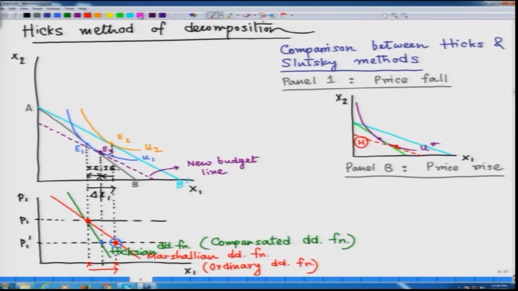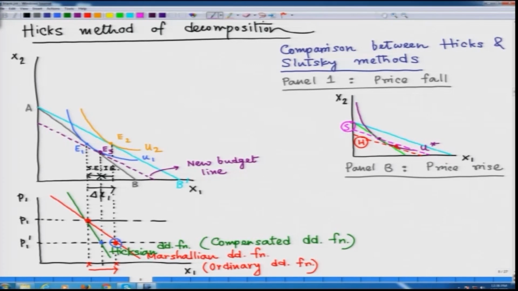Now, if I follow Slutsky, then Slutsky suggests that, well, we need to compensate the consumer, but the consumer should be pushed back to the original consumption bundle. So, money should be deducted in such a way that the consumer can at least consume the previous bundle. So, this new broken line is the compensated budget line following the Slutsky principle.